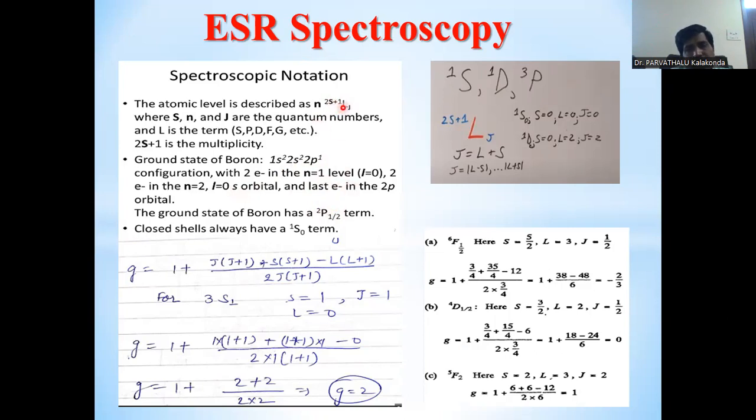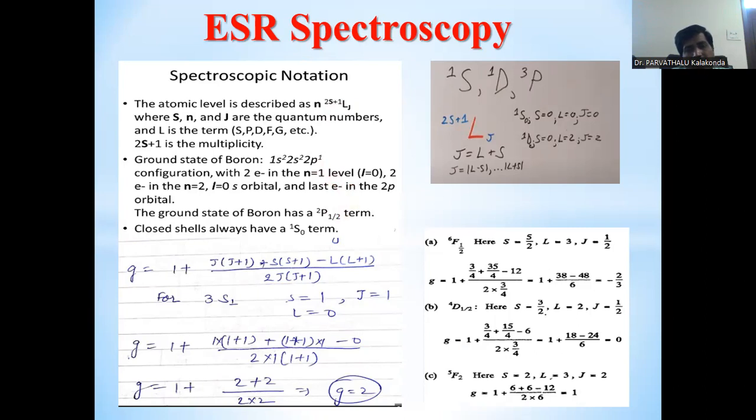So what is L actually? L is the total orbital angular momentum. The orbital can be S or P. It depends, for 2P, it is a P orbital. The L value is 1 for the P orbital.